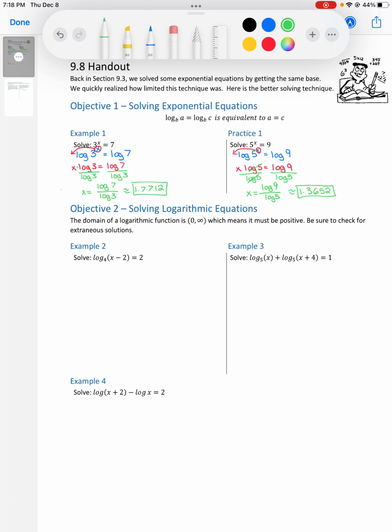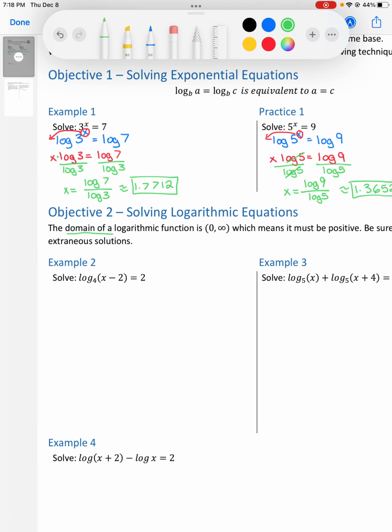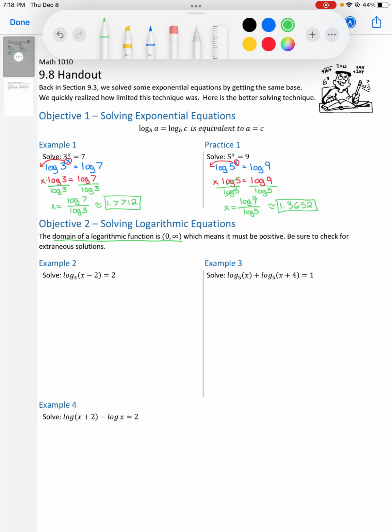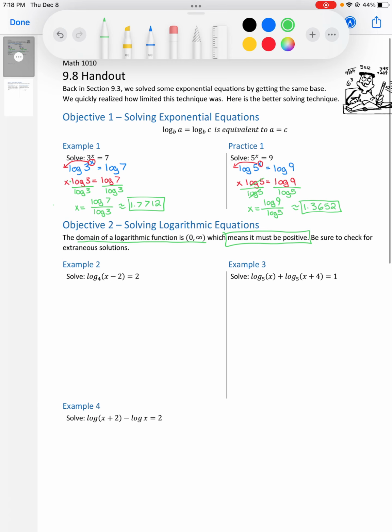Okay, so now the next one, we're solving logarithmic equations that are actually in a log. So for this one, we need to recognize that the domain of a logarithm function is 0 to infinity, which means our answer must be positive. So if we get a negative answer, it's an extraneous solution. It cannot work. Okay, so just remember that we cannot have negative answers.